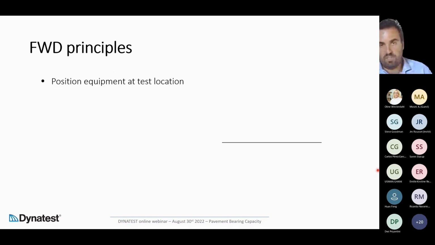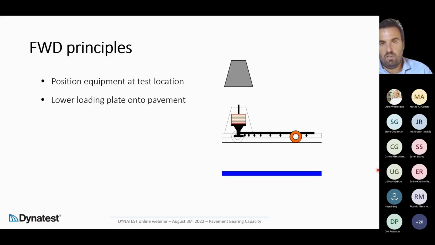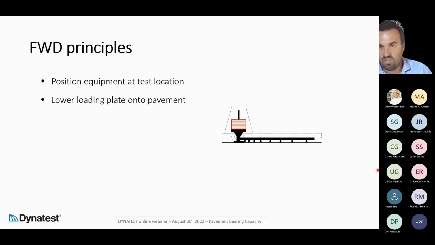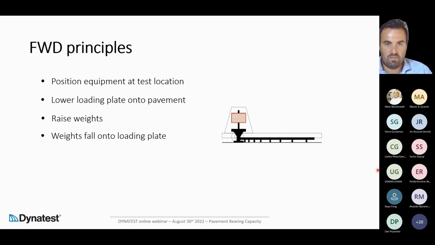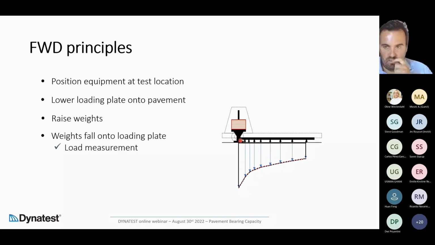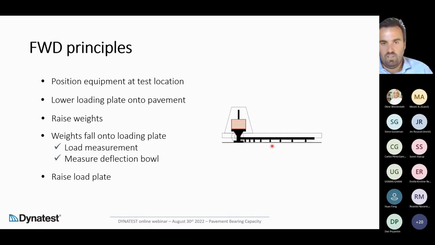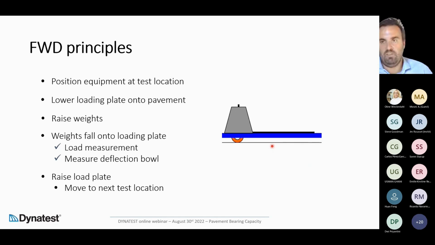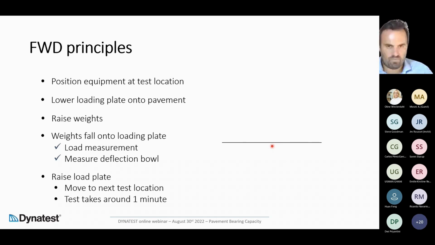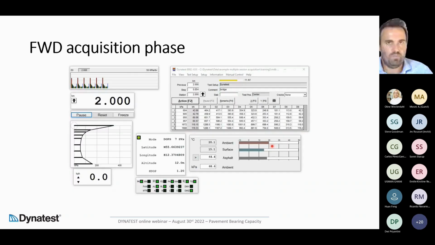What is the falling weight principle? First, the equipment arrives at the test location. They lower the loading plate on the pavement with the geophones. Then the weight is raised and falls on the loading plate. Here there is a load cell that records the stress applied, and then all the geophones register the deflection. After 3 drops, the load plate is raised and the falling weight can be moved to the next station. And the test takes around 1 minute.